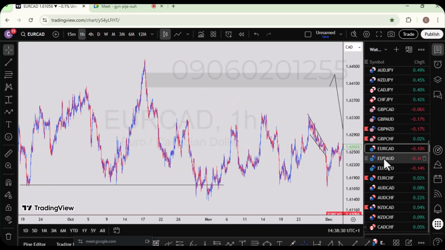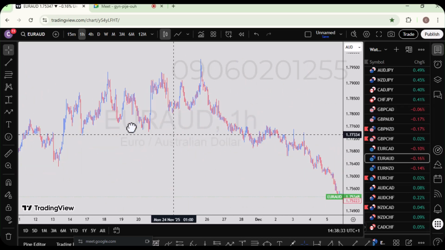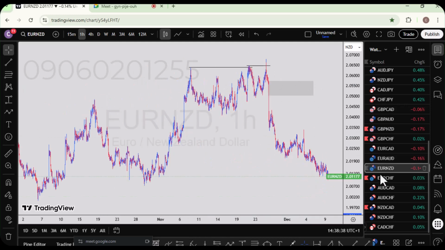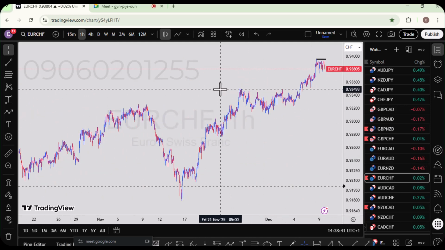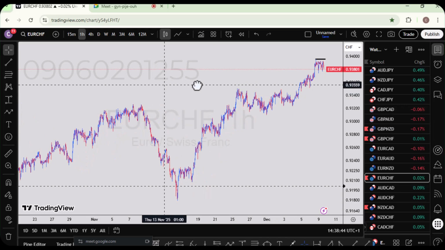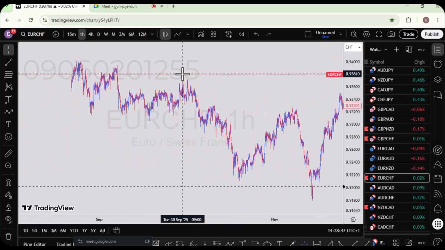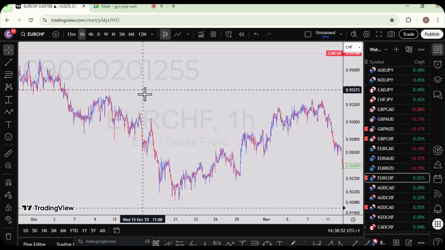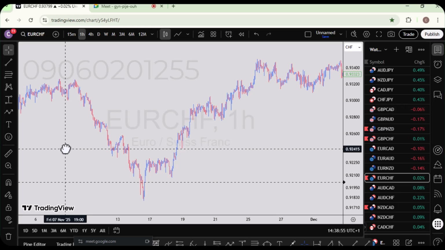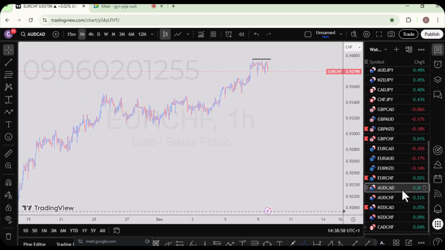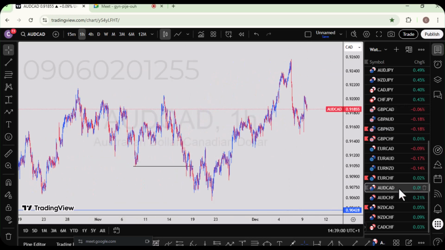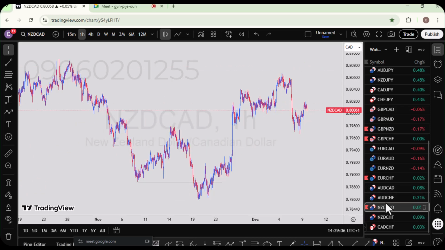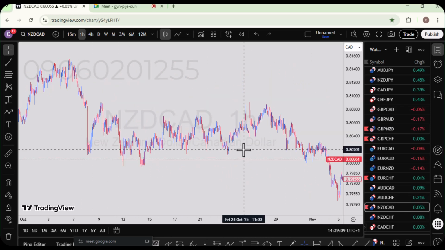Let's look for more examples. Let's look for another one. I told you, in a downtrend. This is a downtrend, no, we can't see one. New Zealand, Canada. Let's look at this downtrend. Maybe we can see one.